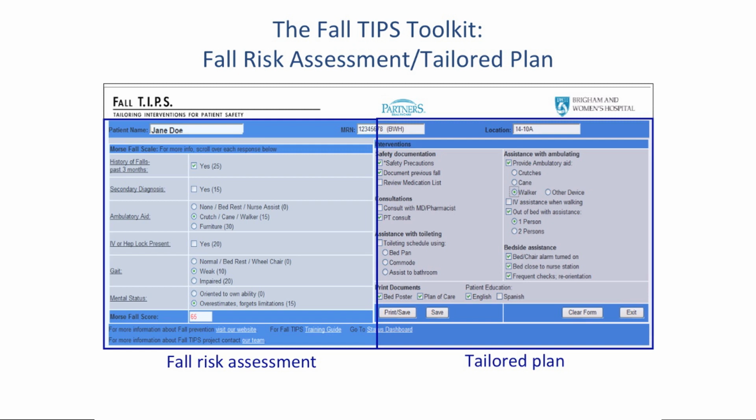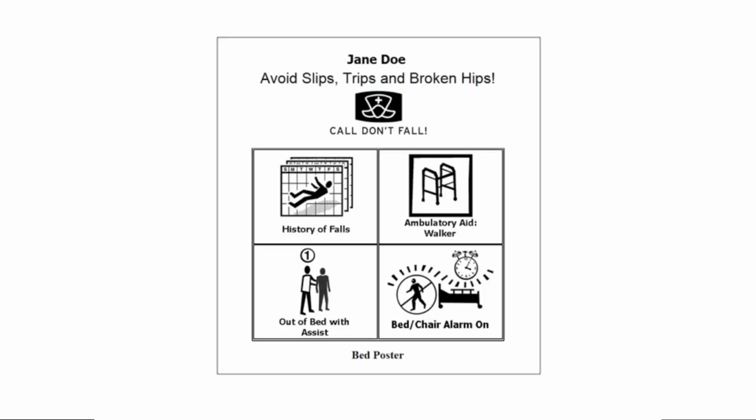And so once they filed the assessment, there were three different outputs. So one is a bed poster. So we talked about the bed posters that were in place before Fall Tips, which were generic and had the limitation that it told you the patient was at risk, but it didn't tell you how you could help that patient. So if you look at the Fall Tips poster, they had anywhere from 0 to 6 icons. 0 icons meant that the patient was assessed, but didn't have any risk factors.